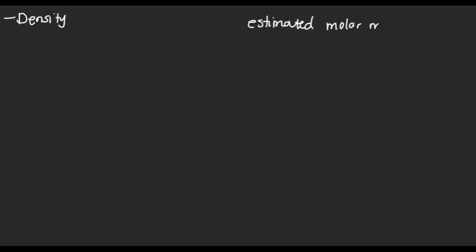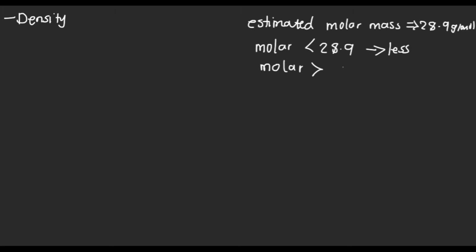This one has about 28.9 grams per mole. Any gas with a molar mass less than 28.9 is considered to be less dense. So if we have a molar mass less than 28.9, then we are dealing with a gas less dense than air. Then the reverse is also true: above 28.9, we are dealing with a denser gas. So this is the point that we are looking at.